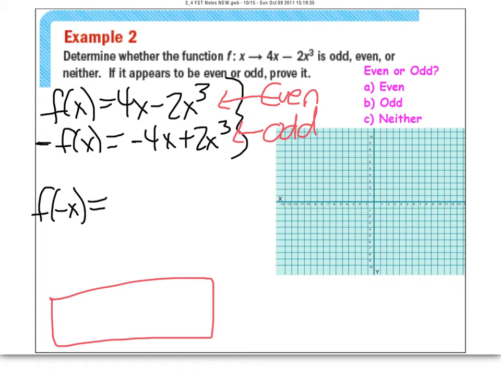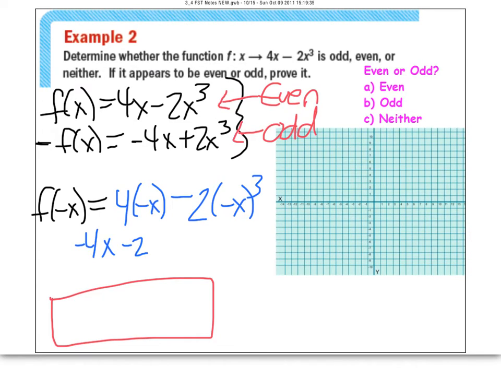I'm going to put the negative x into here and here on the function. So that's going to give us 4 times negative x minus 2 times negative x cubed. 4 times negative x is negative 4x. We have negative 2, or minus the 2, times negative x cubed, which is going to be a negative x cubed. I actually wrote this out three times and simplified it to here.